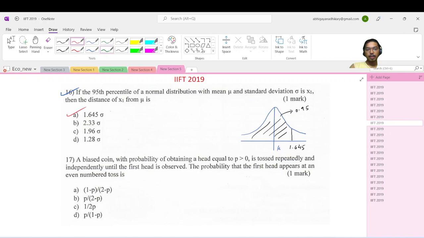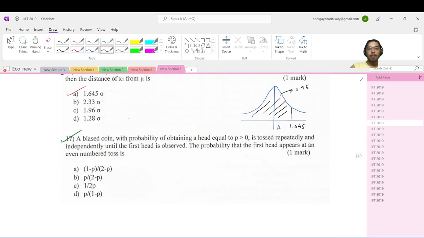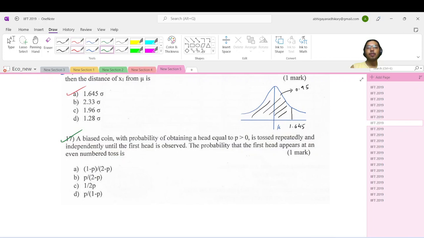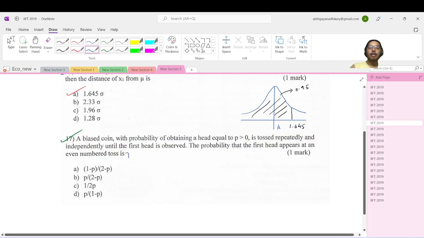Alright, so now moving on to the next question, which is question number 17 in our case. A biased coin with the probability of obtaining a head equal to p greater than 0 is tossed repeatedly and independently until the first head is observed. The probability that the first head appears at an even number toss is the following. So what do you mean by even number toss? It means it is either the second toss or the fourth toss or the sixth toss and so on.